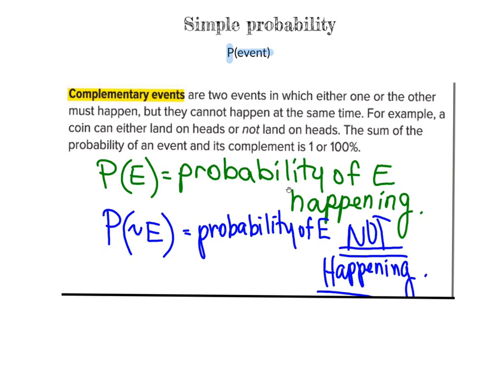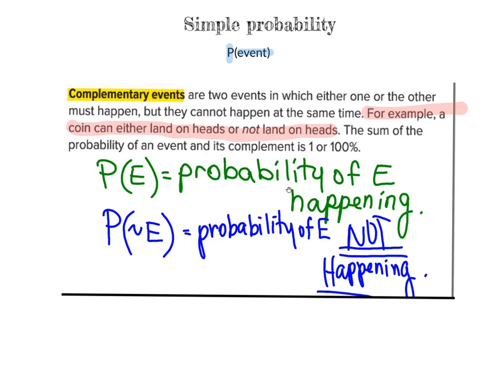So the last thing I'm going to explain is complementary events. So complementary events are basically, here's an example. They can't happen at the same time. It's either one or the other. So an example is a coin can either land on heads or not land on heads. So it can land on heads or land on tails, and that's it. Or if you're picking from a deck of cards, you can get an ace or you can't get an ace. Those are two complementary events.